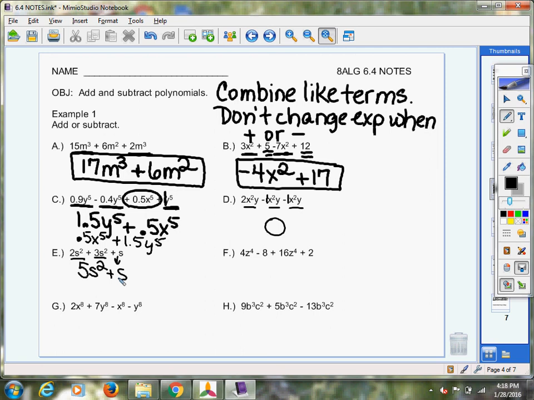Now, I've done quite a few for you, and I want you to show me tomorrow F, G, and H. Combine like terms, and go ahead and put them in standard form for me. We learned that in section 6.3, so you should know what standard form is.